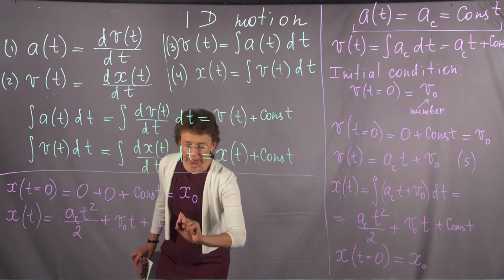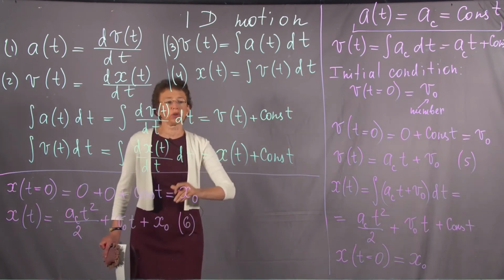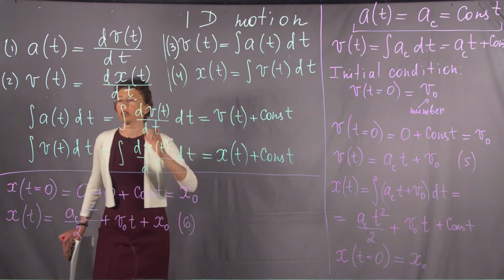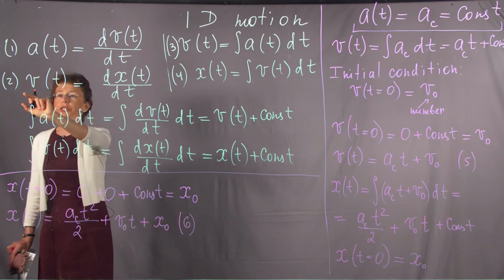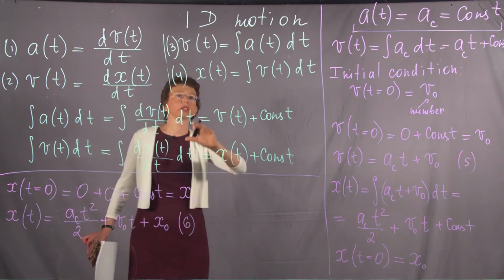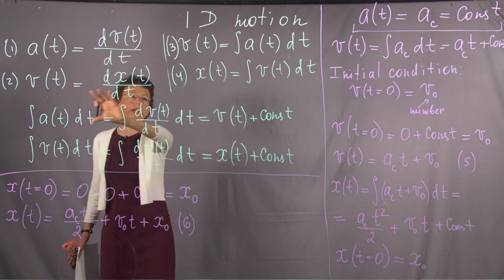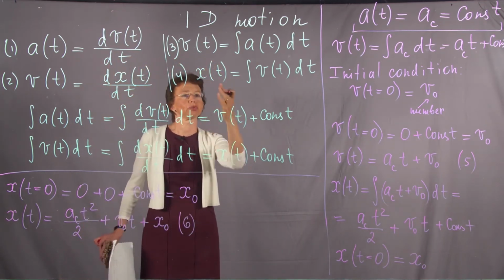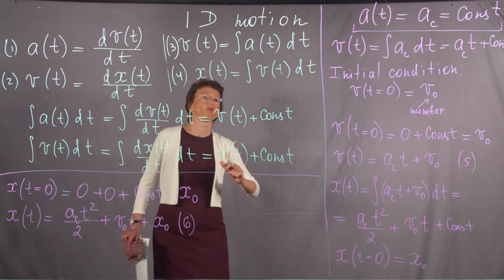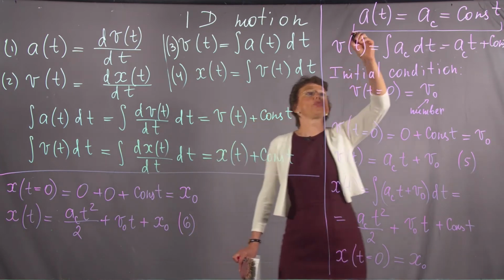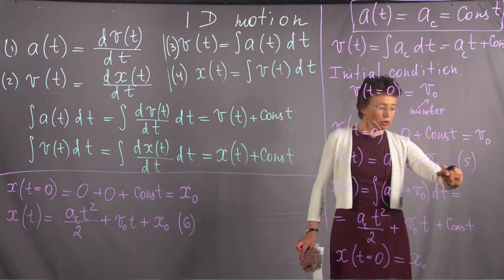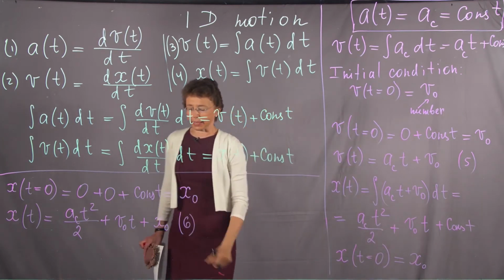So this is 6. And if you are creating a formula list for yourself while you are listening to me, please write 1, 2, those are definitions. 3, 4, you can write them. They follow from 1 and 2, but still having them in front of you could be helpful when you start solving a problem and figuring out which formula to use. And then for this very special case, when acceleration is constant, you have formulas 5 and 6.